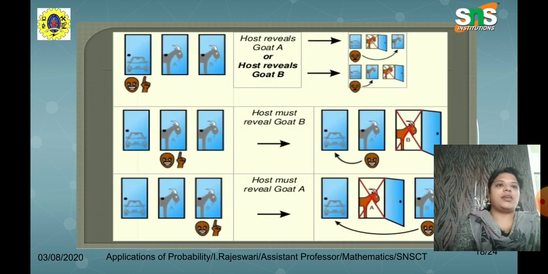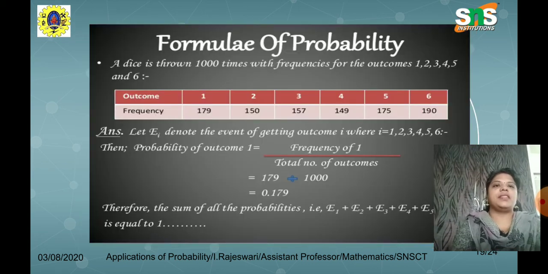Host reveals goat A or host reveals goat B. First picture. Second one, host must reveal goat B. Third one, host must reveal goat A. This is one good example.